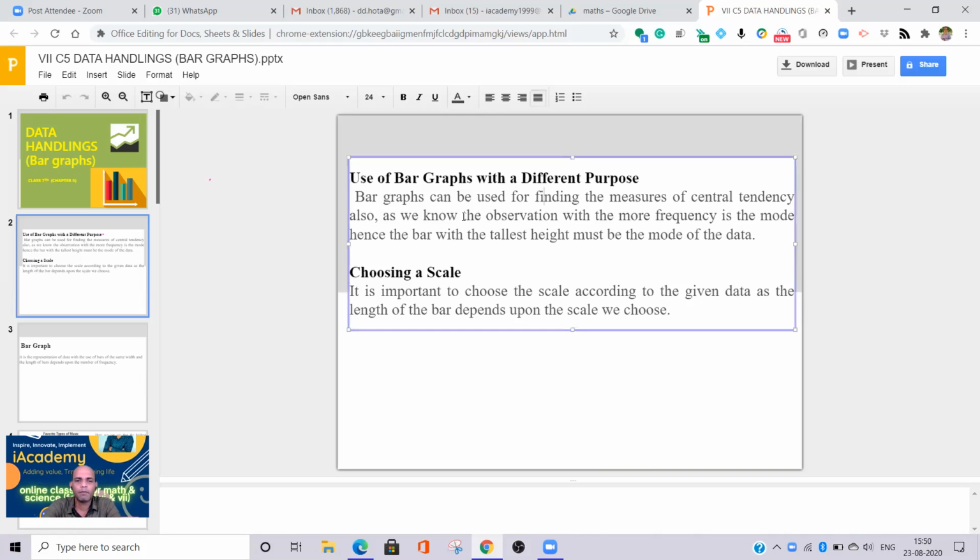Bar graphs can be used for finding measures of central tendency. Also, we know the observation with more frequency is the mode, hence the bar with the tallest height must be the mode of the data.